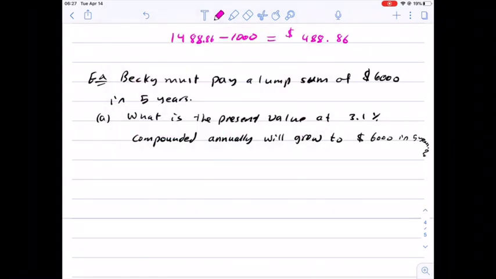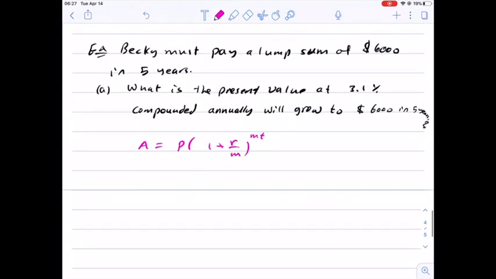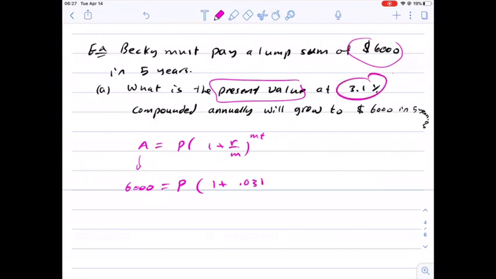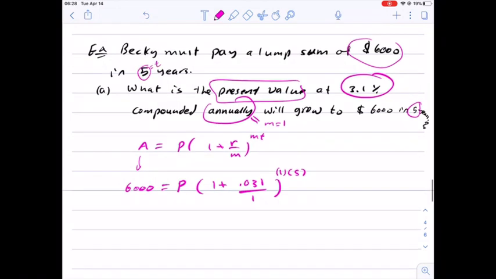So in this case, we apply the formula A equals P times 1 plus R over M, raised to power MT. So in this case, we are given A, the value accumulated, or the future value. It's 6,000 equals, we are asked to find the present value, which is the principal value, P, times 1 plus R, which is 0.031, the interest rate, over M. This is compounded annually, that means M is equal to 1, once a year, raised to the power MT. M is 1, T, time in years, is 5.